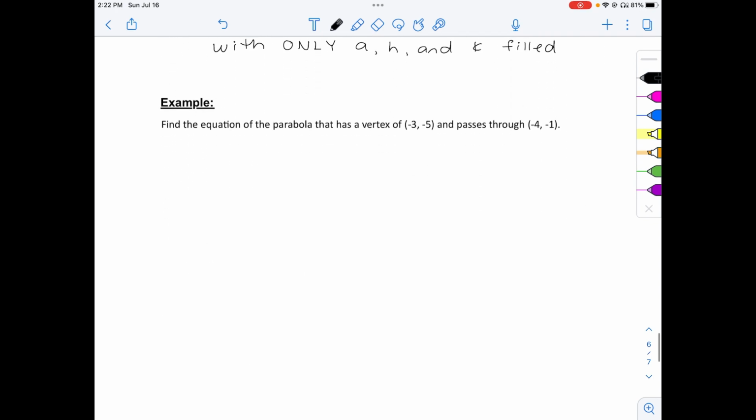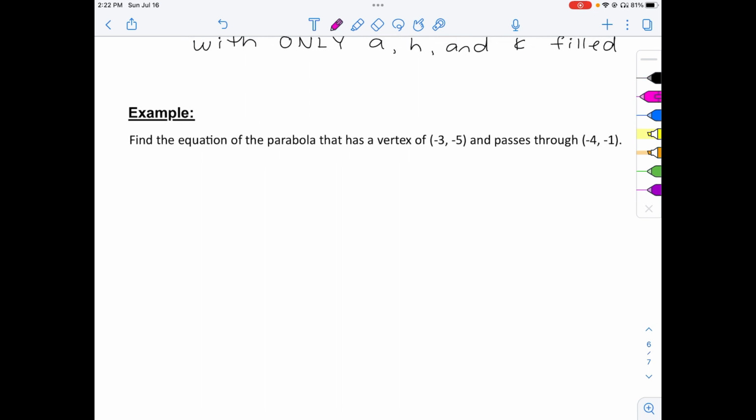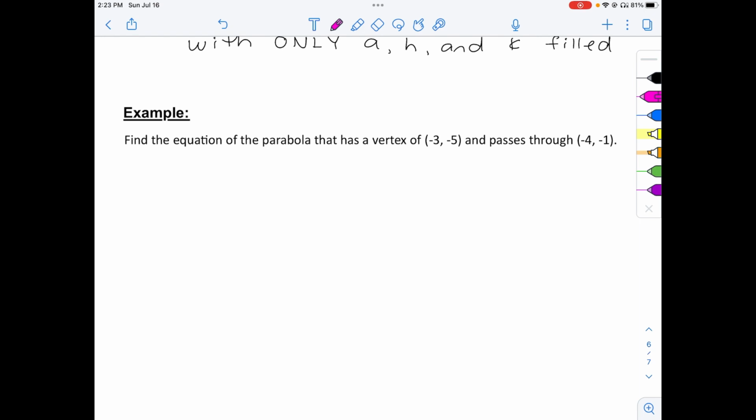So if we want to find an equation of the parabola with a vertex of -3, -5, that passes through the point -4, -1, the first thing I'm going to do is just label variables on my points here. So if the vertex is -3, -5, the vertex is represented by h and k, and then my other point that this is passing through is x and y. Okay, so I'm writing my blank vertex form, y equals a, x minus h squared plus k, and I'm going to fill in h and k. So I'm going to say let h be -3 and k be -5. And I'm going to fill those into my equation.